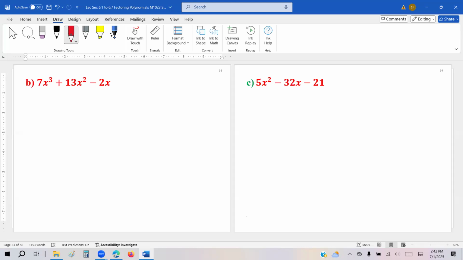So it is in groups. This is the first group and here is the second. In the first group, 13x squared and 26x. Definitely the numbers are 13 and 26.